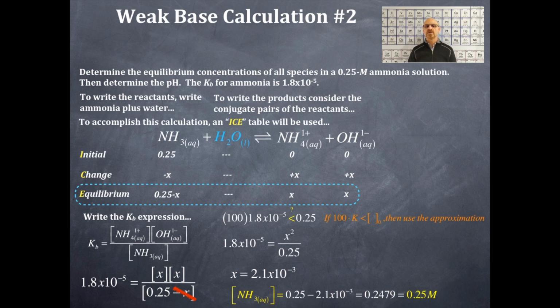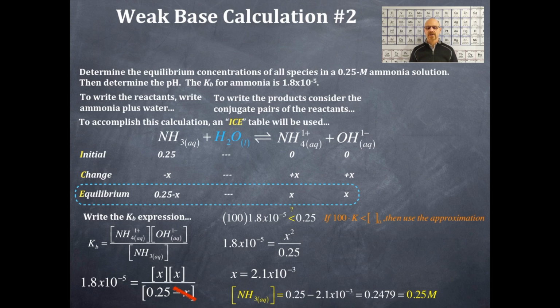I get the value of 0.2479. But using significant figures, since I am doing a subtraction problem, this is 2 decimal places. My number is 0.25 molar for the ammonia. Again, this should reconfirm that getting rid of the minus x term is okay, because the value for x is so small compared to the initial concentration that it has no effect on it.